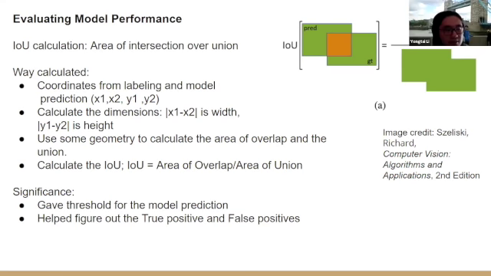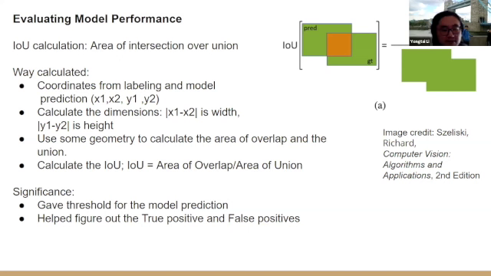IOU, standing for intersection over union, is an important parameter in detecting errors that the neural network made. To calculate IOU, we obtain the coordinates from labeled images and model predictions first, and then we apply geometry knowledge to find the dimensions of the area where the two overlap and the union of both. Then we can calculate the value of IOU using the equation: IOU is equal to the area of overlap divided by the area of union.